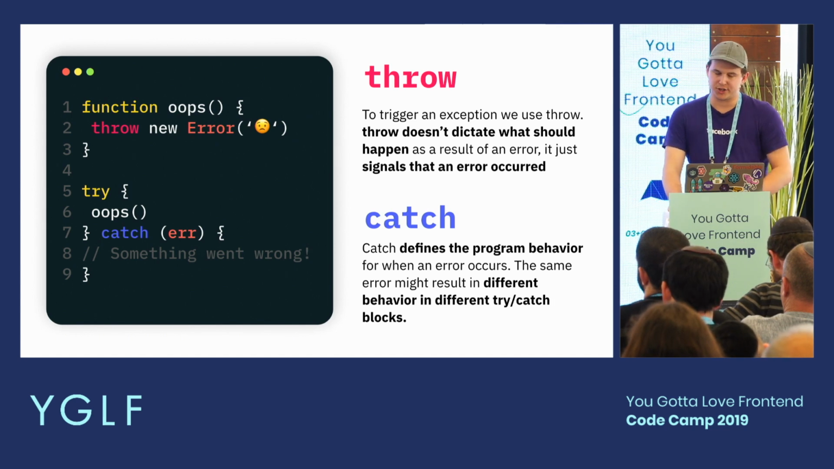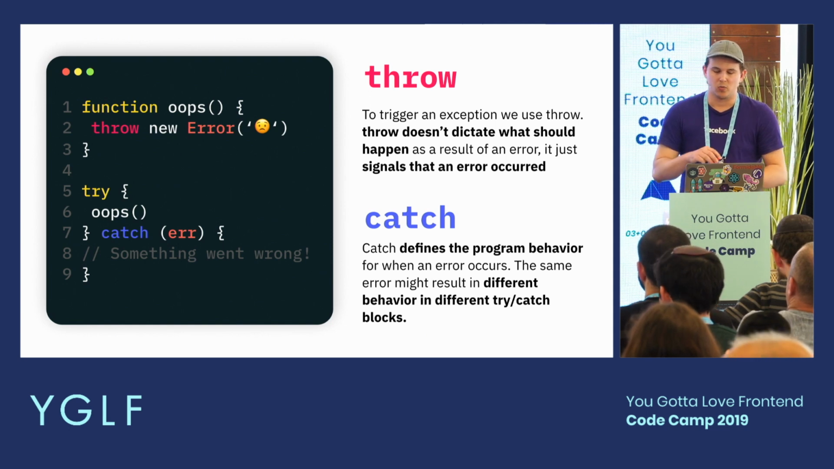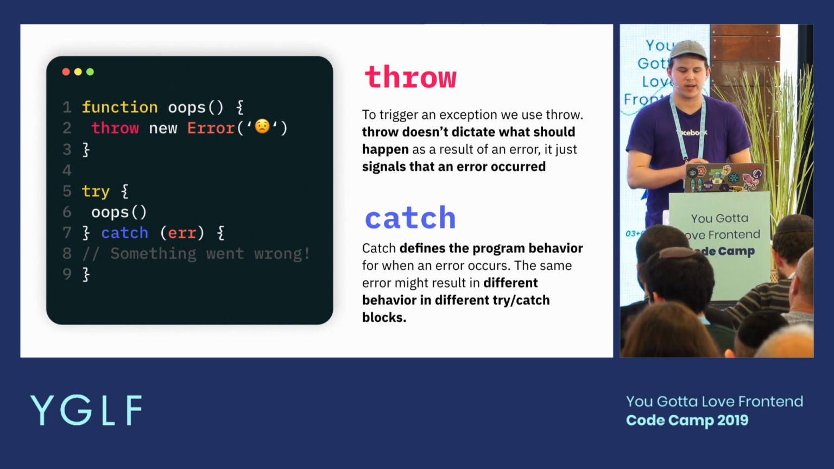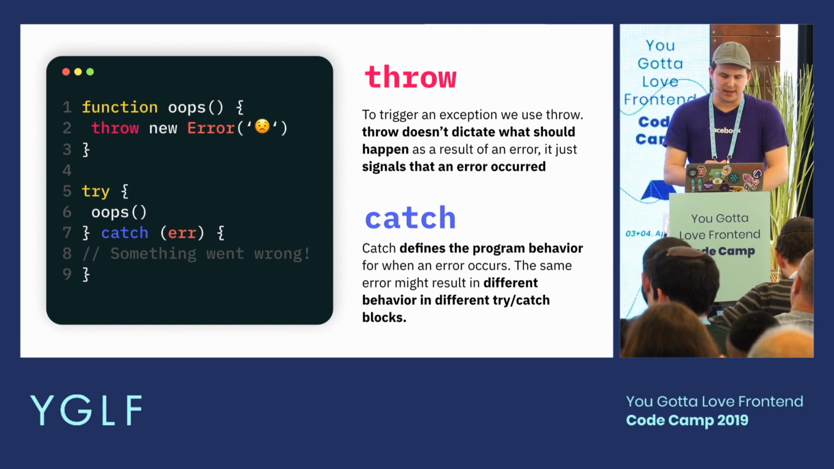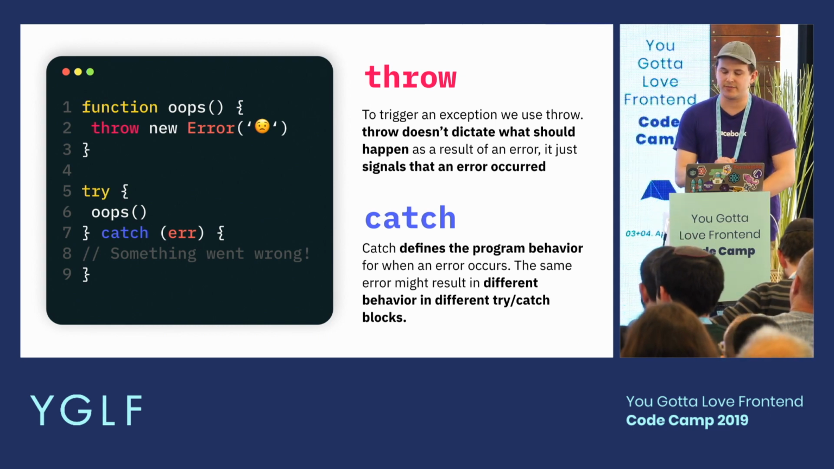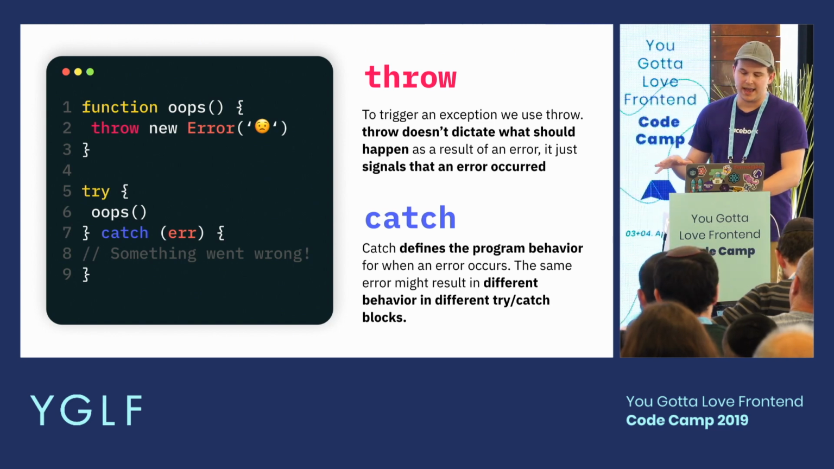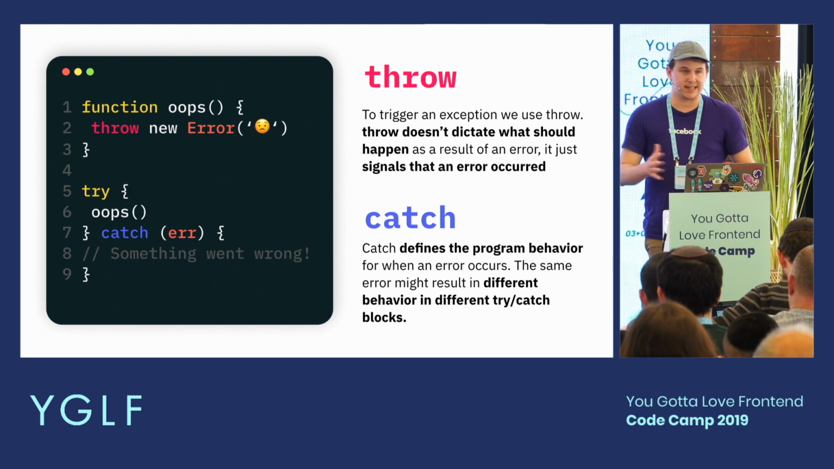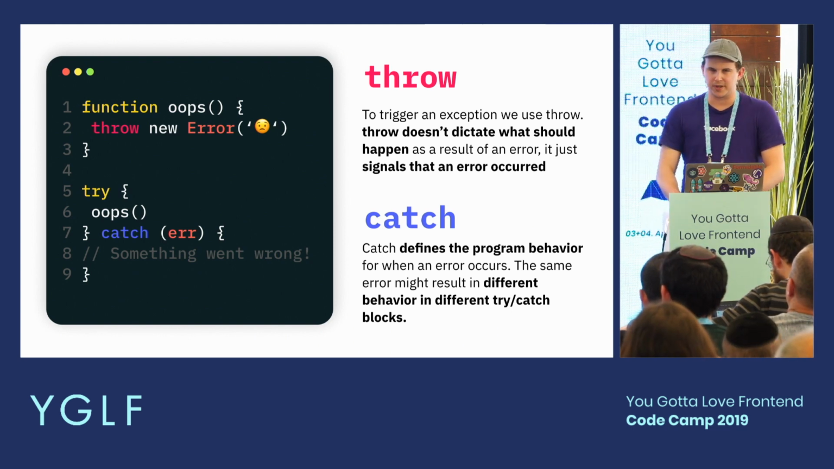And that's when catch comes in. Catch, as part of a try-catch block, is what defines the program behavior for when an error occurs. And the resulting behavior of that thrown error is, so the same error thrown in different parts of the program might result in different behavior. And that's one of the main insights that I want to drive home. The act of throwing an error and the resulting behavior are totally independent. And if we think about it, this pattern is really nice, right? It's really easy to use.